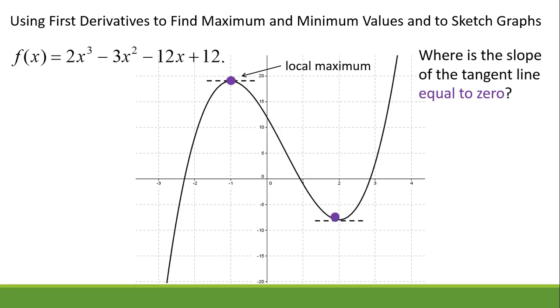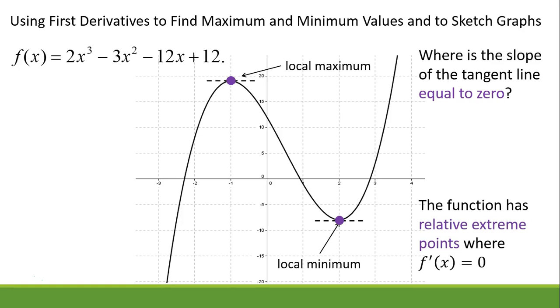And the other point where the slope of the tangent line is equal to 0 is this one, which occurs at what we call a local minimum. That means right around that point, we have a low point on the graph. It's like being at the lowest point of the valley. It's definitely not the very lowest point on the entire graph, but right around its little neighborhood, it is the lowest point. We would say that this function has 2 places where it has relative extreme points. Those are places where the first derivative is equal to 0.